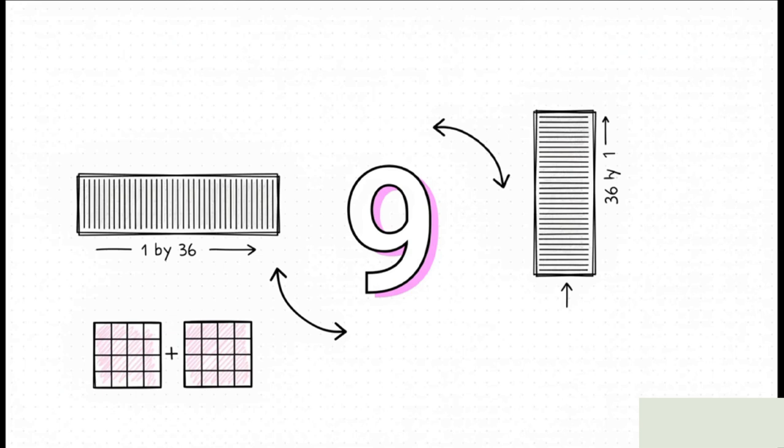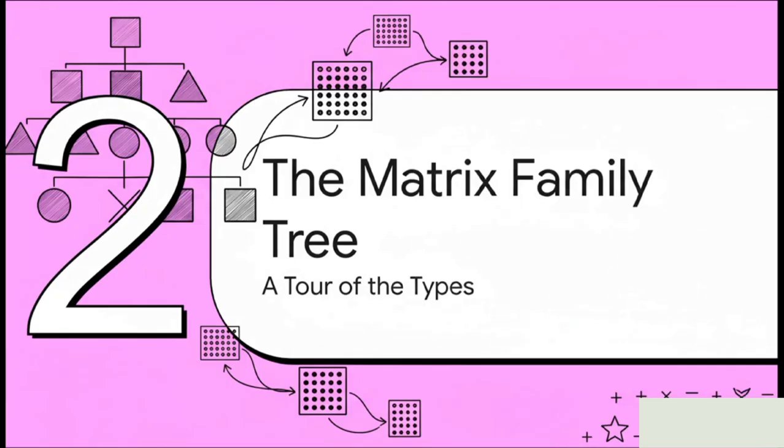Now here's the trick they're testing you on. A 1 by 36 matrix, which is one super long row, is a completely different order from a 36 by 1 matrix, which is one super tall column. You have to count both of them. Once you do that for all the pairs, you get a total of 9 possible orders. Easy mark, right? All right, now that we know what a matrix is, let's meet the family.